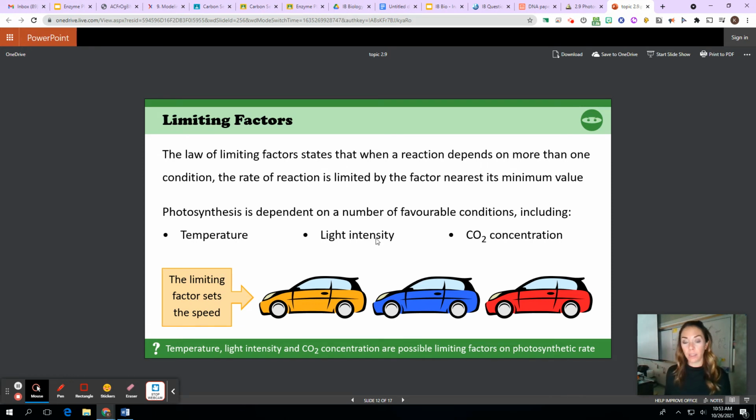Light intensity, right? So how much light is available, and then how much carbon dioxide. That matters because it's a reactant. So I need carbon dioxide to make that glucose. If I don't have enough carbon dioxide, it's going to slow it down, right? This is almost like your substrate concentration, how much stuff you have to break down. So there's a very favorable condition where these three are at their optimal level, and that's what we're going to look at in our next slides.